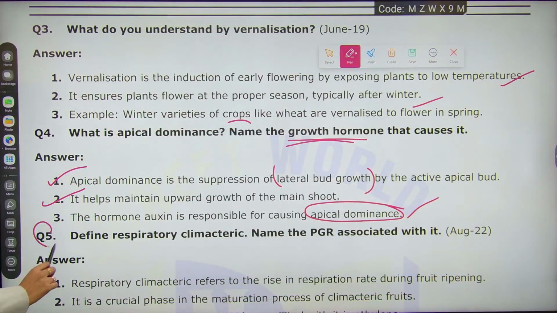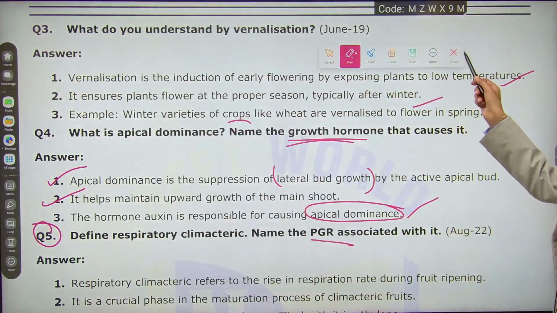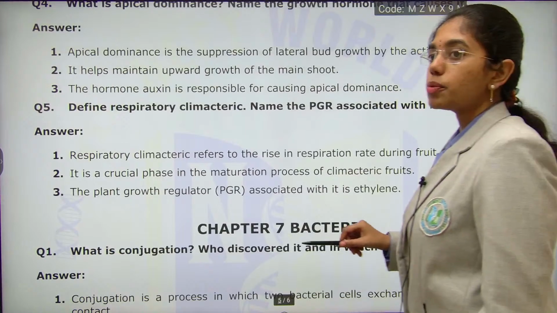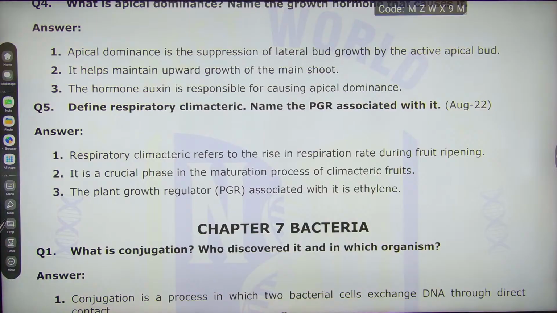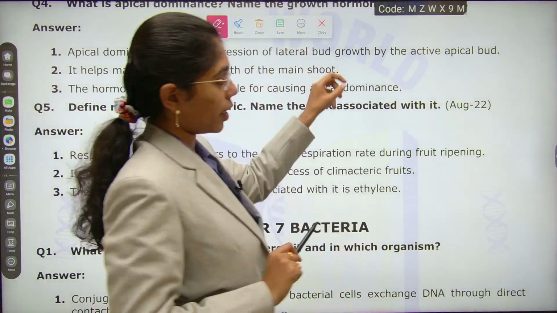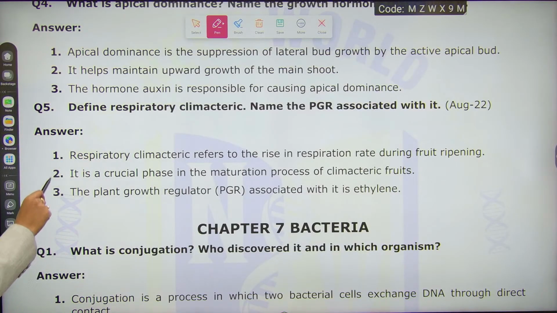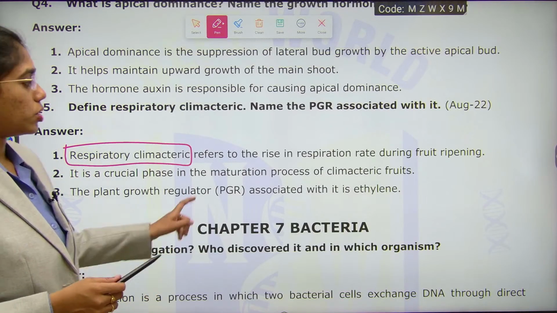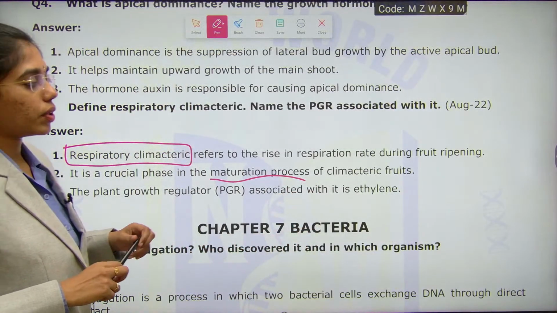Clear? Next, define respiratory climacteric and name the plant growth regulator associated with it. Of course, it is ethylene. Respiratory climacteric refers to the rise in respiration rate during fruit ripening. This is a crucial phase in the maturation process of climacteric fruits. The plant growth regulator associated with it is ethylene.